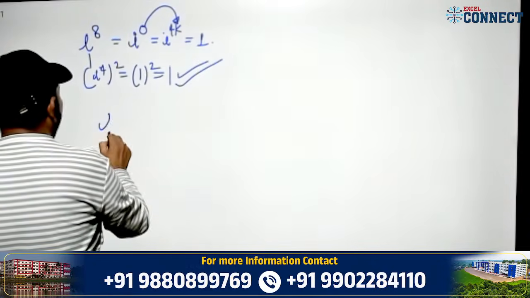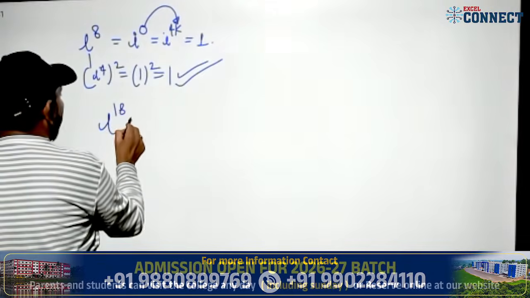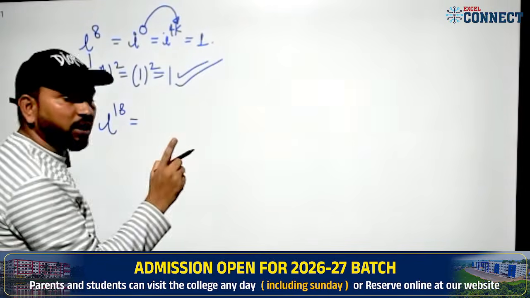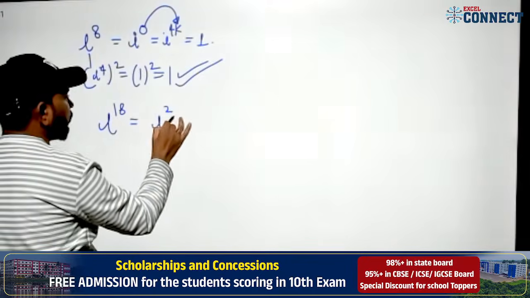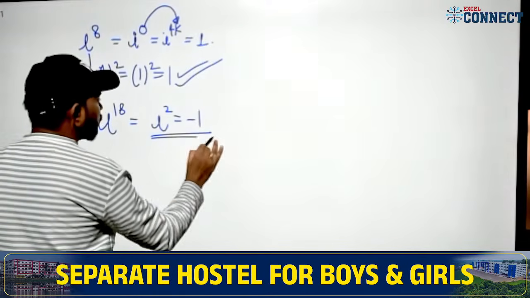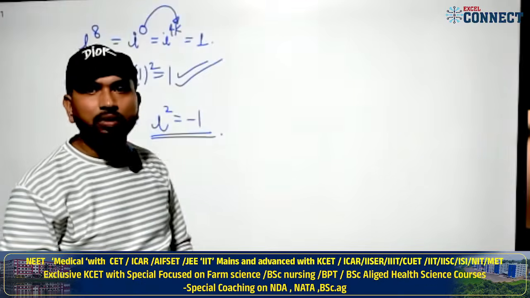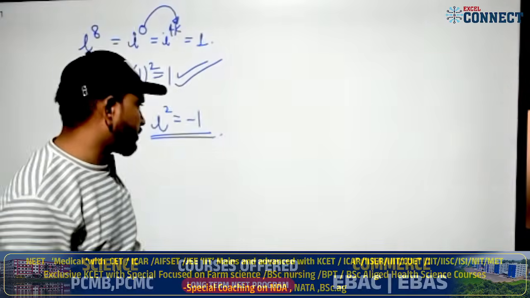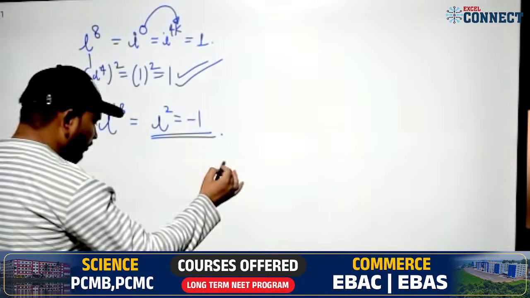Okay, if I ask you iota power 18, then what will you say? Divide by 4, what is the remainder? Remainder is 2. So iota power 2, what is this value? Minus 1. So this is your iota. Okay, understand sir? Yes, yes, yes. Now see one important property based on this.